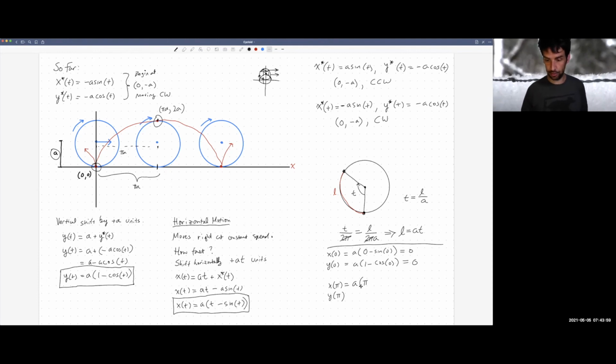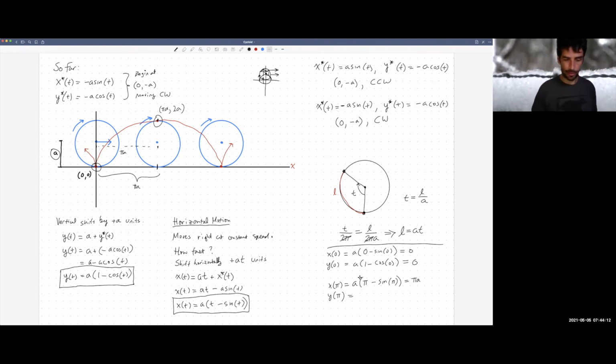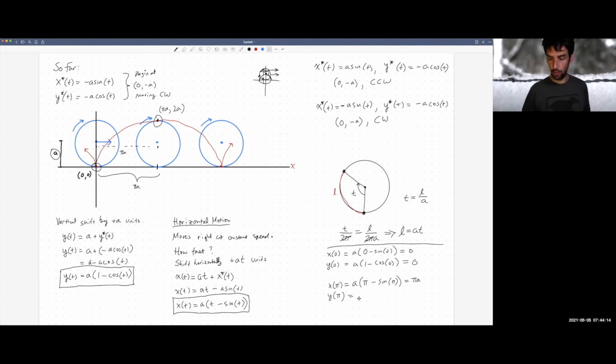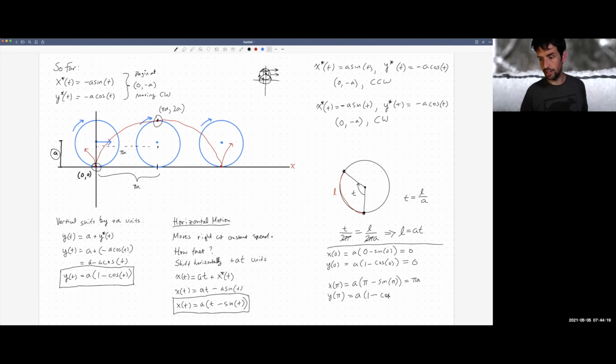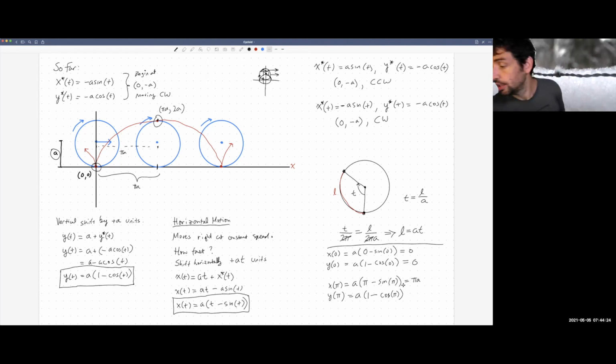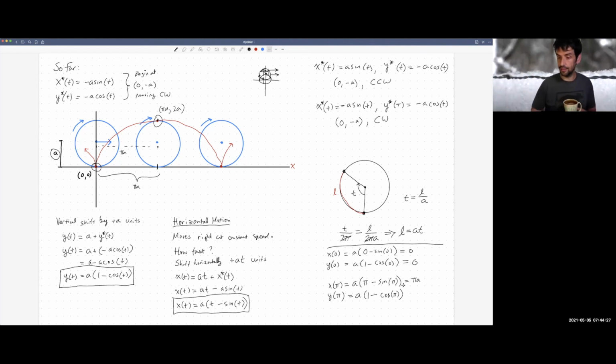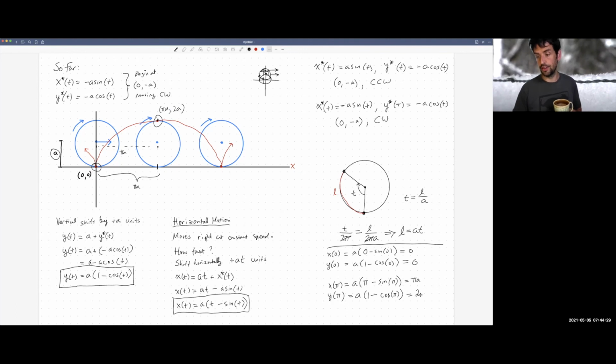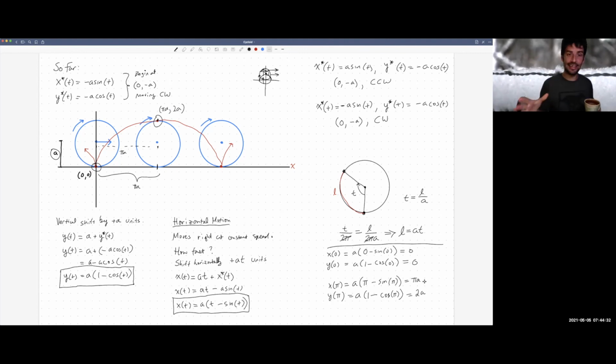So putting pi into the x coordinate, I get a times pi minus sine of pi. Sine of pi is 0. So I get a pi, or pi times a. I don't know why I like it written that way better, but I do for some reason. And then our y coordinate at pi is a times 1 minus cosine of pi. Cosine of pi is -1. So we get 1 minus -1, or 2, gives us 2a. And so we get exactly what we anticipated at these 2 points.